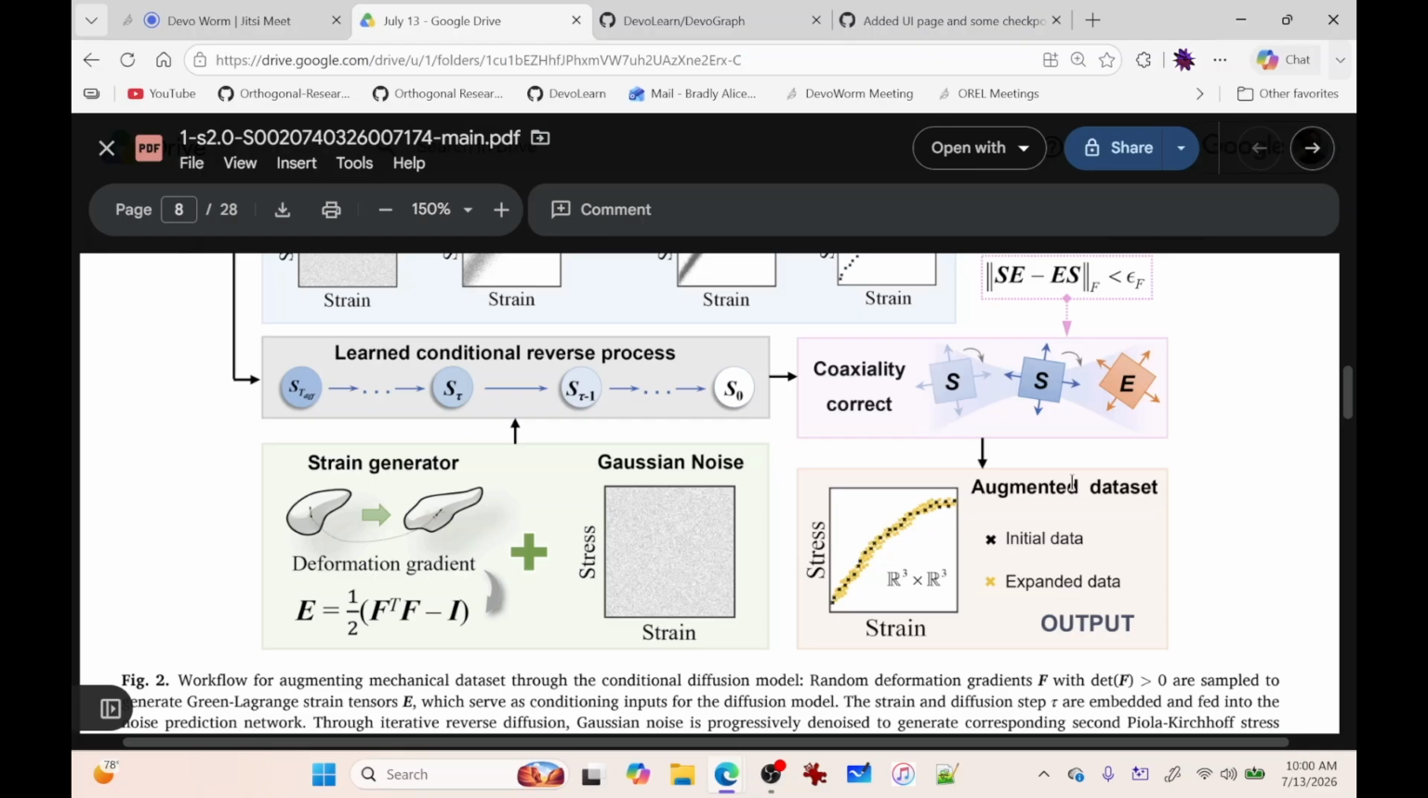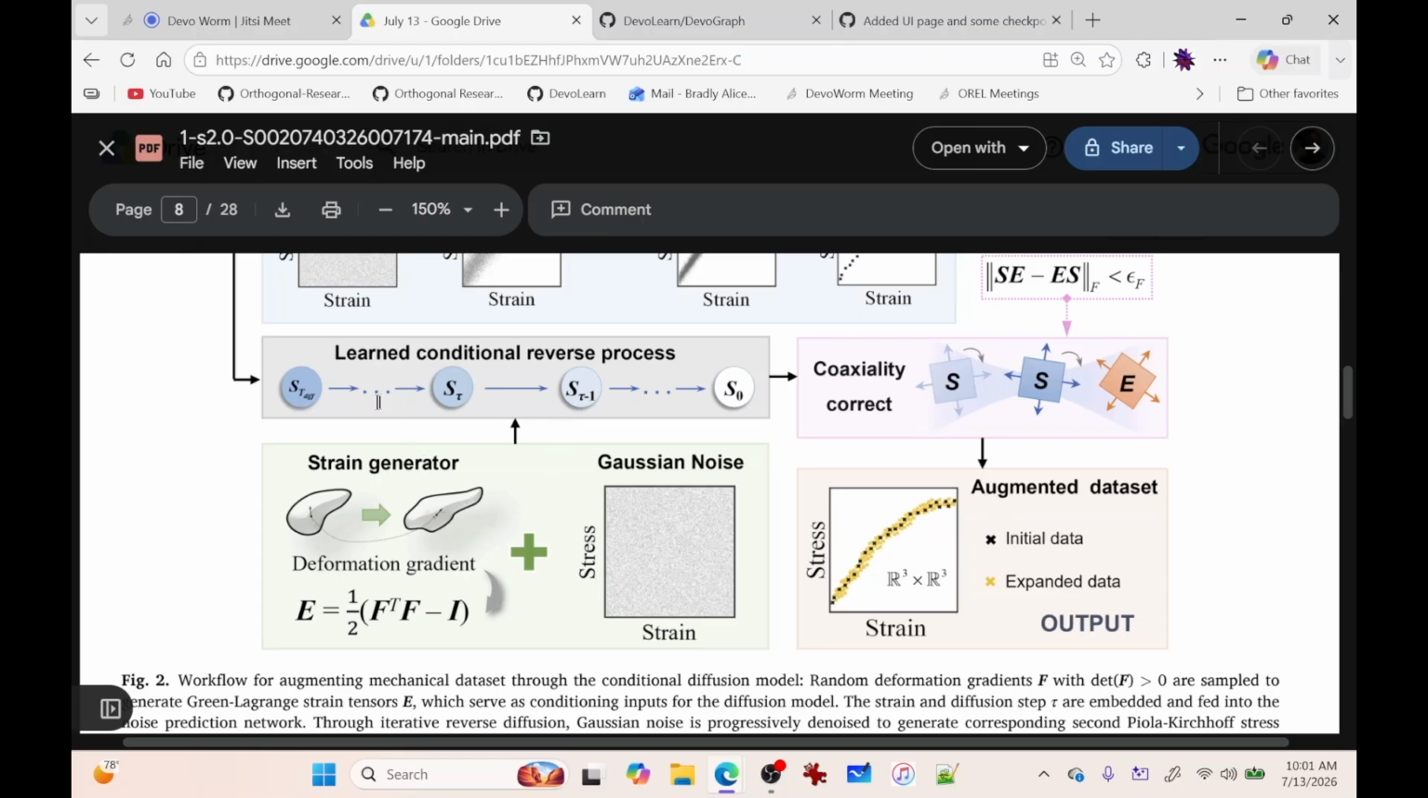And then, of course, we can use our augmented data set to improve performance, where we have these stress strain pairs. We have the initial data here, which are these black dots, and we have the expanded data in the yellow dots, or the yellow crosses, and it gives us a way to sort of improve our resolution. So that's one of the outputs of the coaxially correct step.